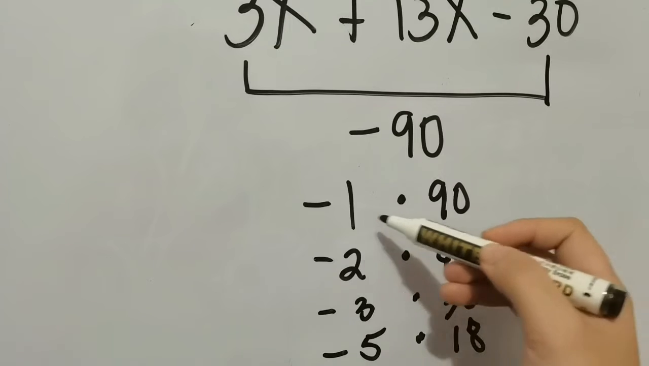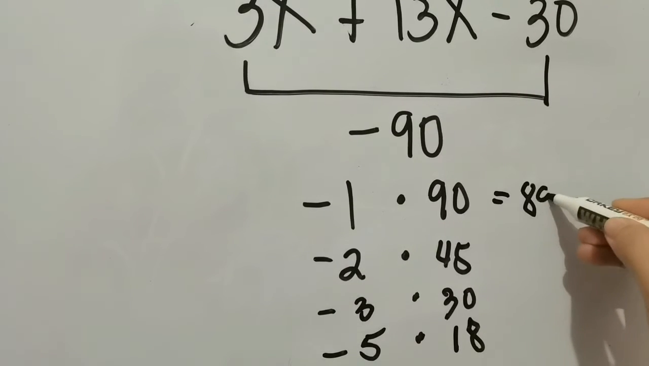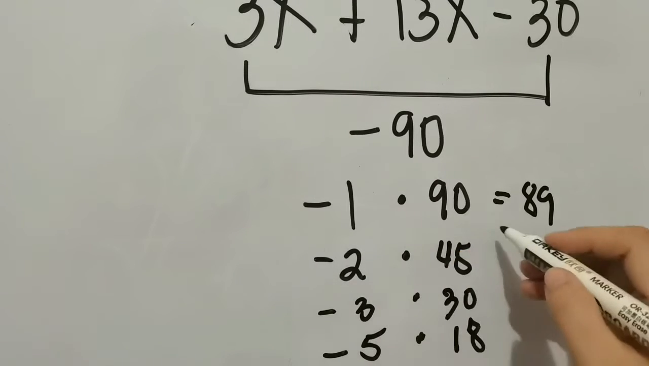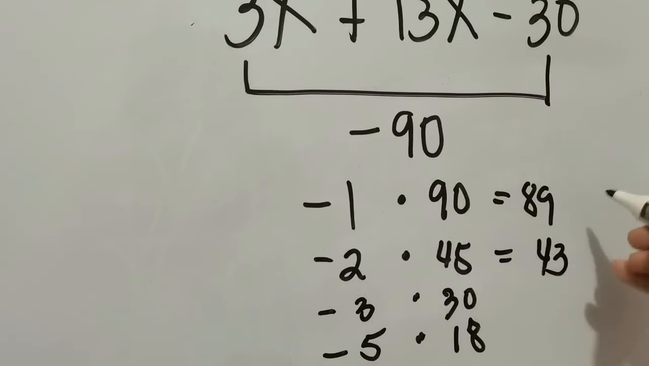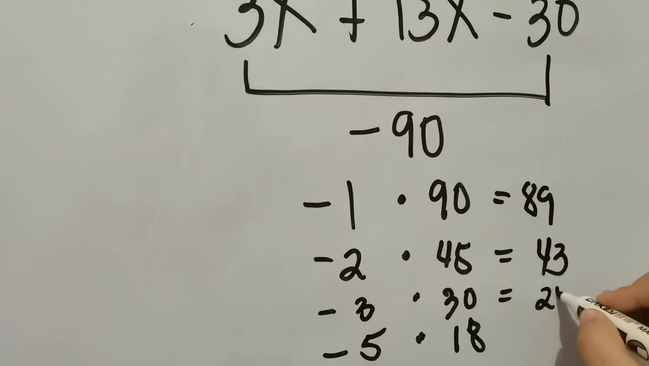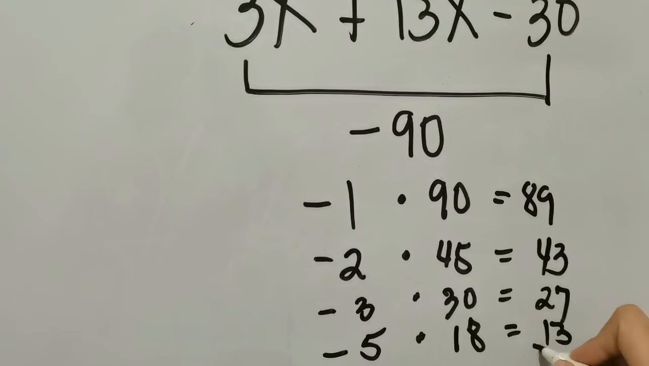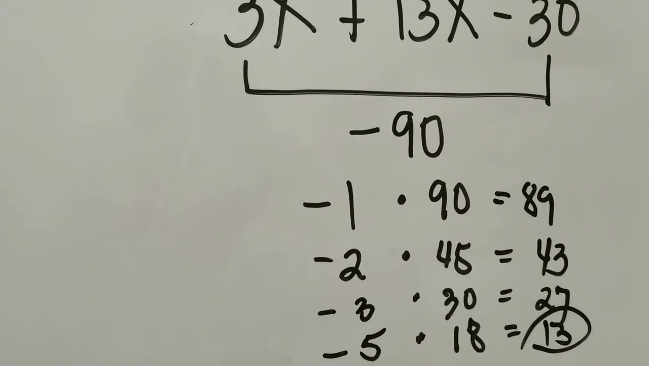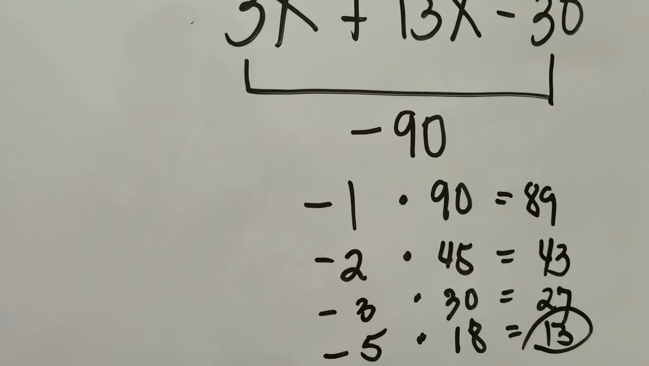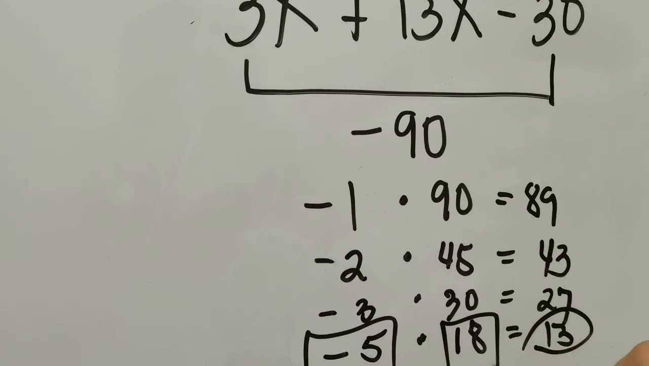So, 90 plus negative 1, that is 89. 45 plus negative 2, 43. Negative 3 plus 30, that is 27. And negative 5 plus 18. Ayan na. That is positive 13. So, nakuha na natin agad kahit hindi natin baliktarin yung sign. Therefore, we have to use negative 5 and positive 18.